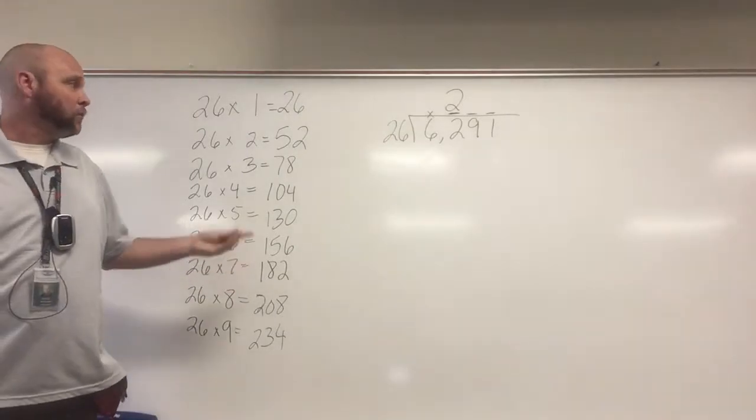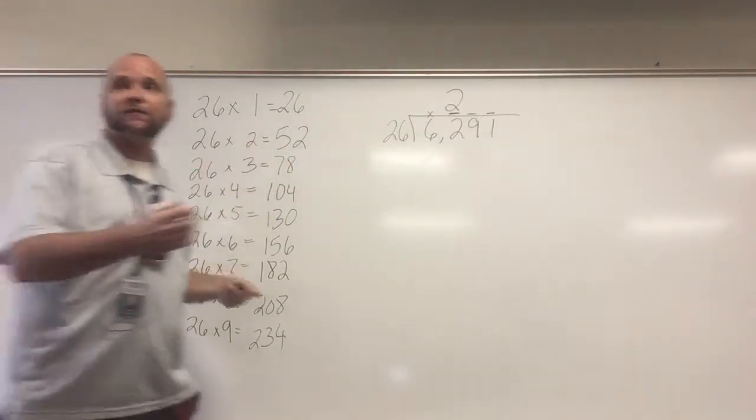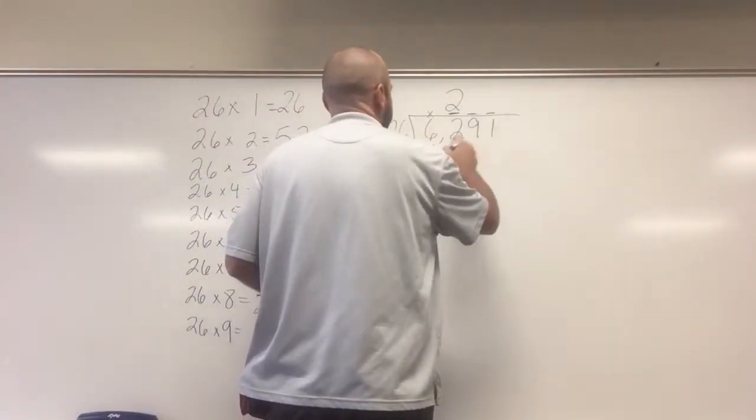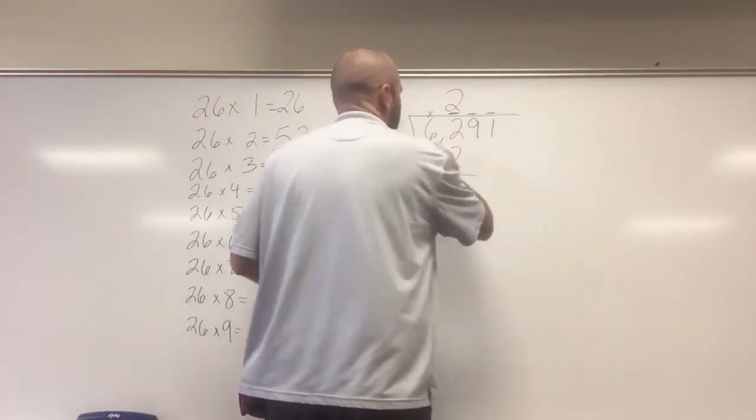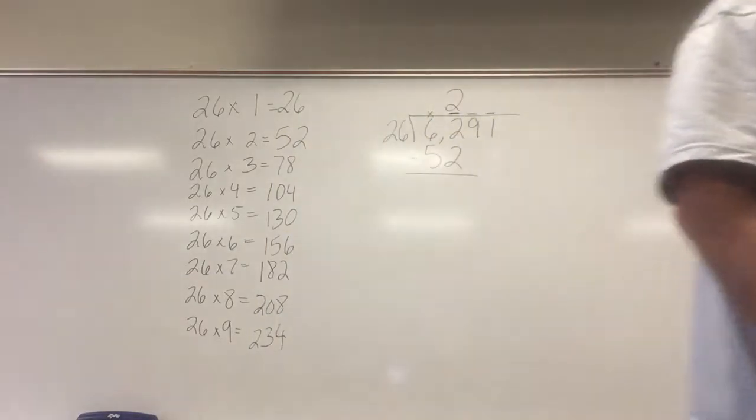I don't have to do the multiplication because I already did the multiplication. 26 times 2 is 52. I have 62 minus 52.